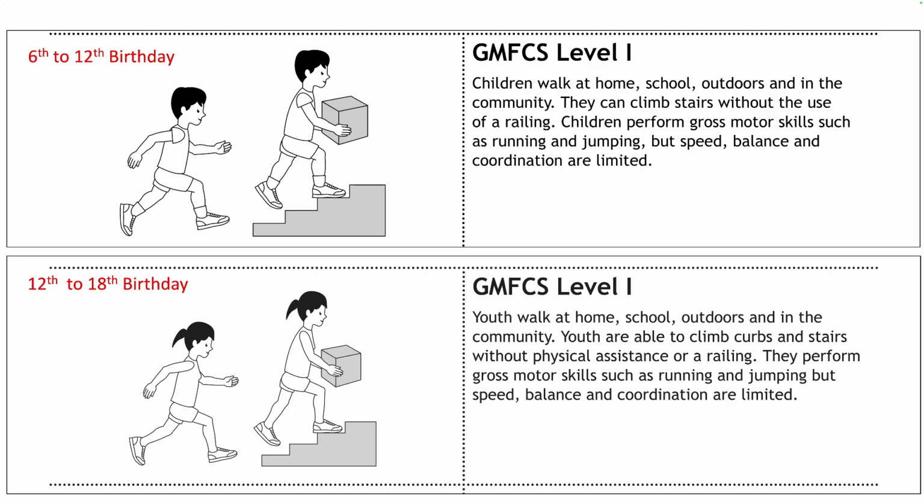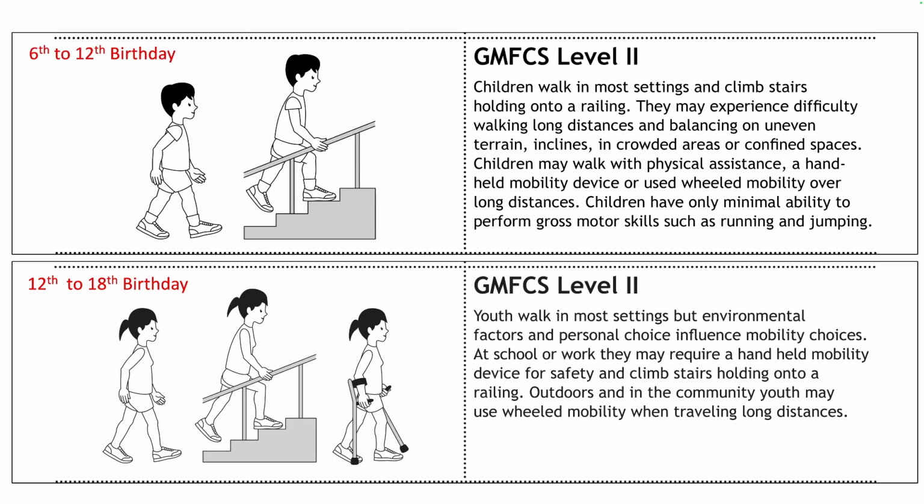GMFCS level 1 represents a child who ambulates and climbs stairs without assistance. These children have very little risk for hip displacement. GMFCS level 2 represents children who can ambulate independently, but have more difficulty on stairs, uneven surfaces, and with longer distances. They may use assistive devices for those conditions. There is a small risk of hip displacement in these children.